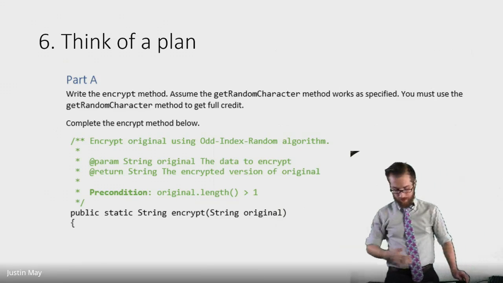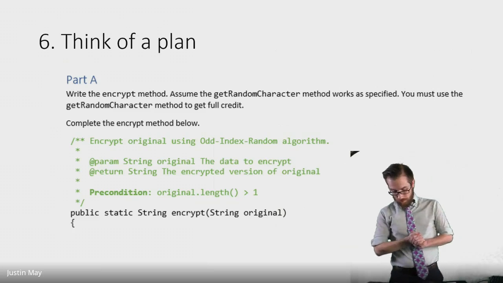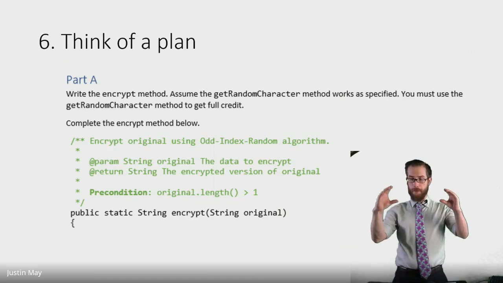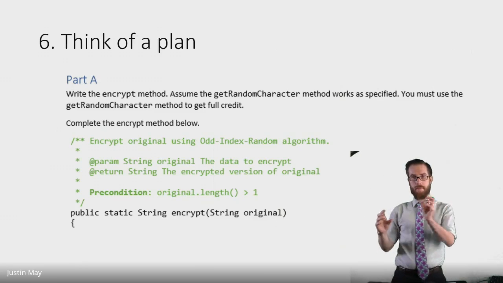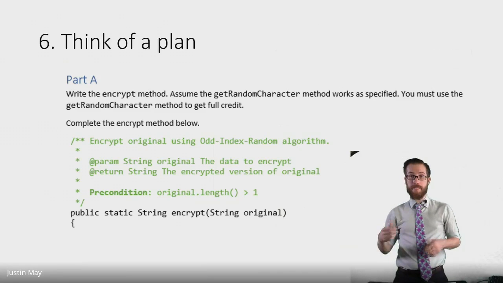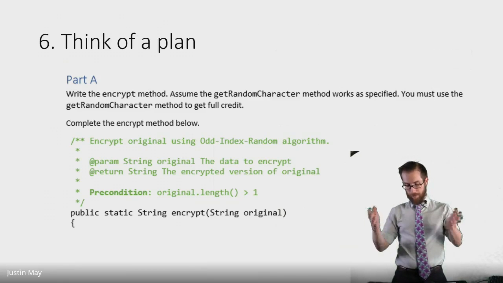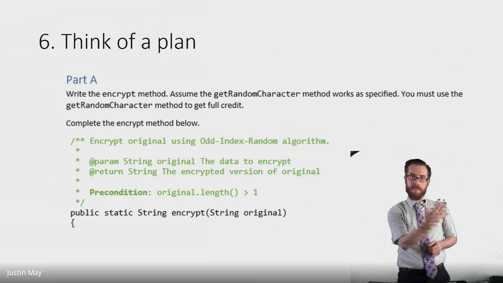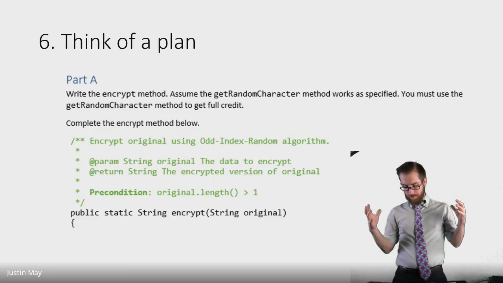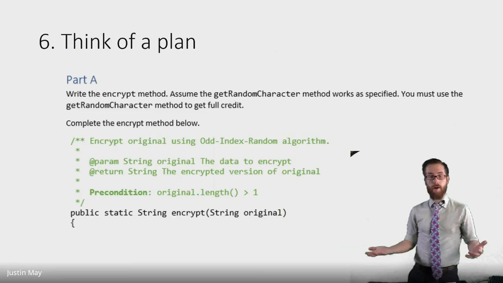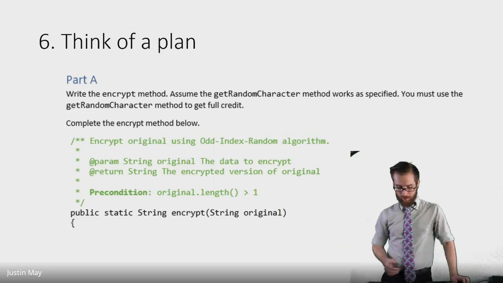To write the encrypt method, we need to somehow take a string and transform it into another string that has a different character in between every character. So if my string was ABC, then my encrypted one would be A something, B something, C something. Okay, that's what we have to get to. So now I'm going to think about what are the different algorithms I know about. Can I use any algorithms I know to solve this?